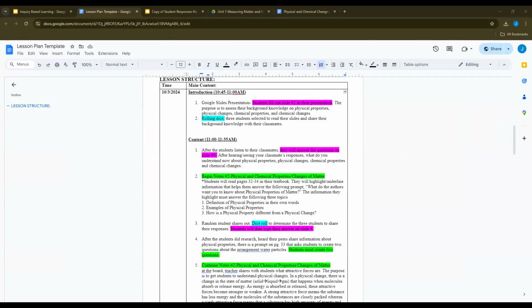that are going to be sharing their answers. I also have guiding questions for the students to answer, primarily because my students, I noticed, had very little understanding of how to read a science textbook. So I needed to incorporate some guiding questions. As you can see, the focus is what the authors want you to know about physical properties. And as they were reading their textbook, these are the things that I wanted them to focus on, just so that they can get something meaningful out of it.